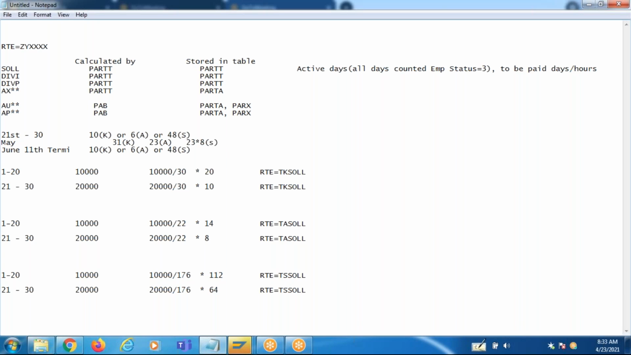How does it count? It takes the pay period from the control record. What is the control record pay period? Let's say it is April. In April, according to the work schedule rule, how many total working days are there? How many total working hours are there? How many calendar days are there? Those are counted.